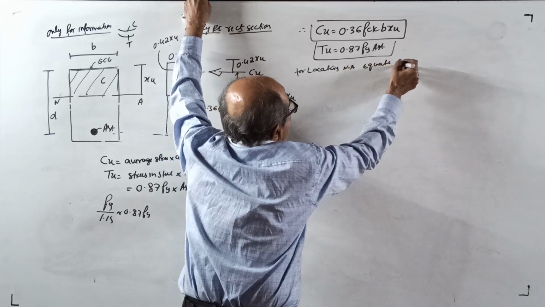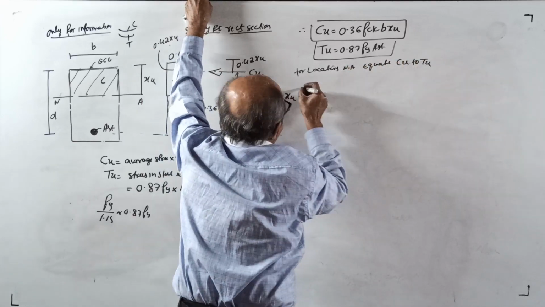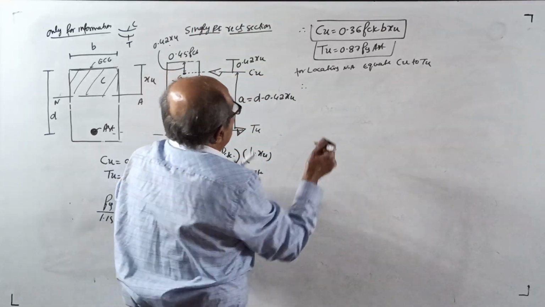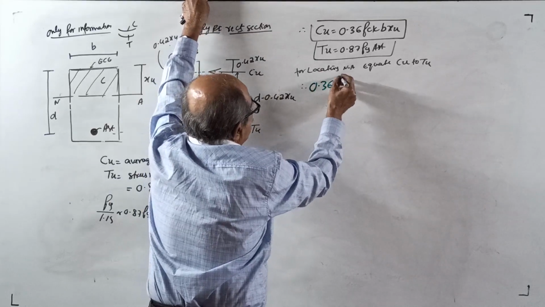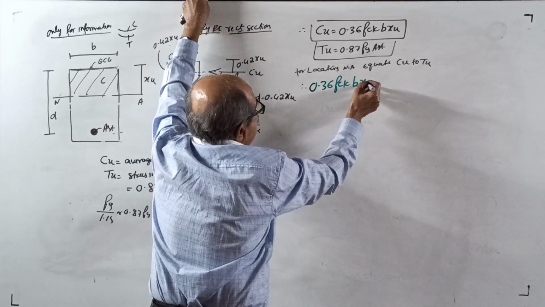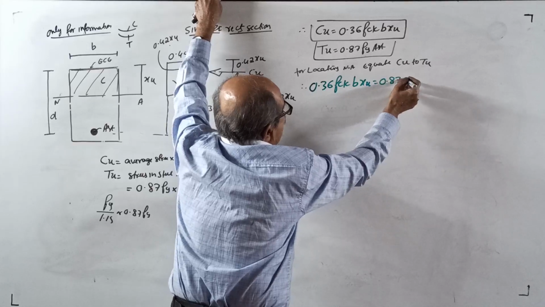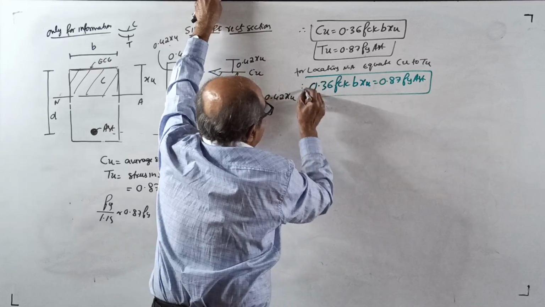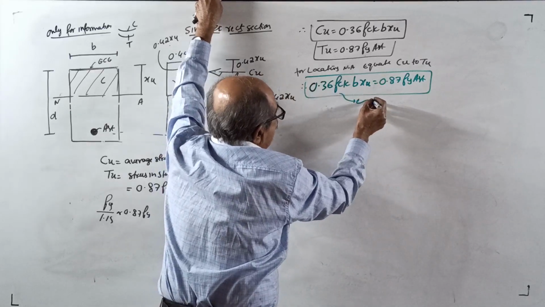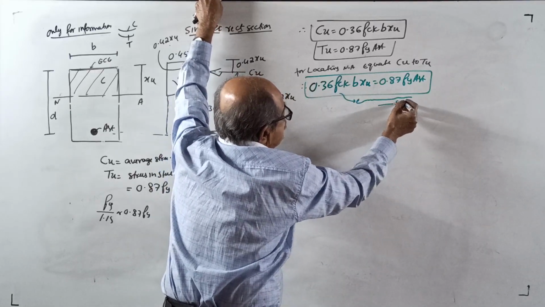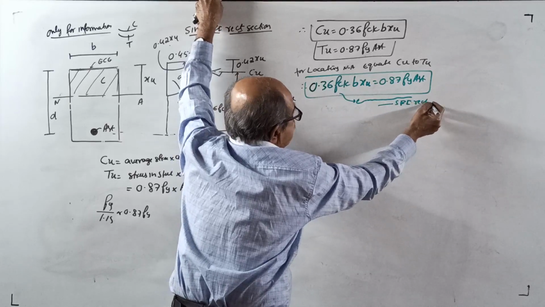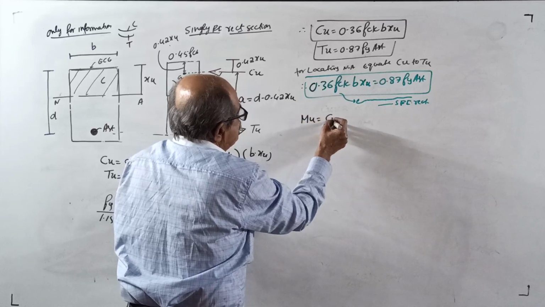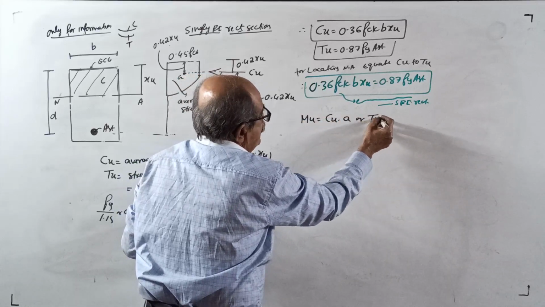Now, for locating the neutral axis, equate Cu to Tu. Therefore, we get 0.36 fck into b into xu equal to 0.87 fy into Ast. This is the equation for locating the neutral axis for a singly reinforced rectangular section. Next, Mu equal to Cu into a, or Tu into a.